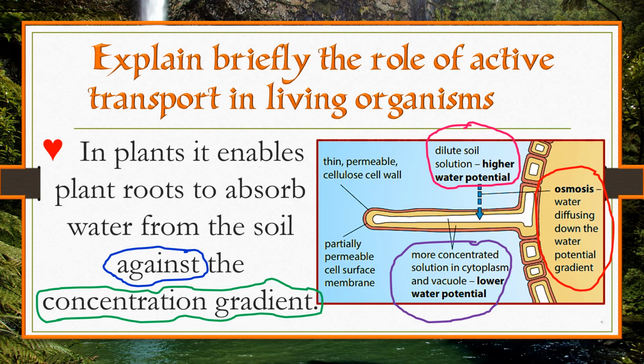So there is no way water will diffuse from the soil into the root hair by osmosis, because the root hair has got a higher water potential compared to the soil. So if we need to get this water from the soil and take it into the root hair, vacuole and cytoplasm, we have to use energy, and there active transport comes in. So water will be absorbed by the root against the concentration gradient, and there we shall use energy, which is active transport.